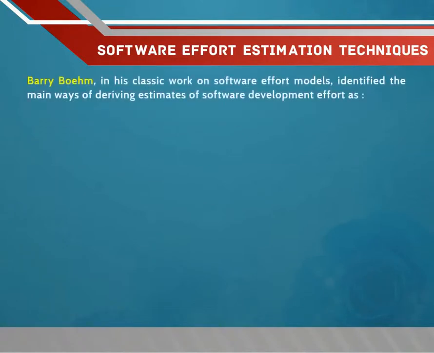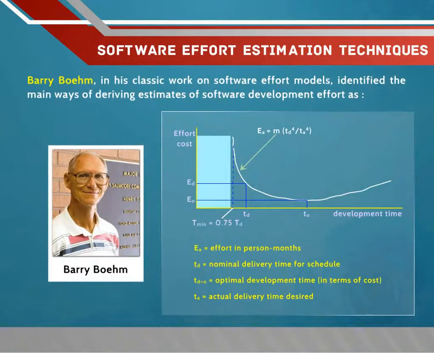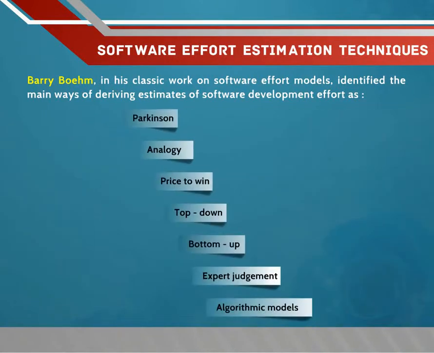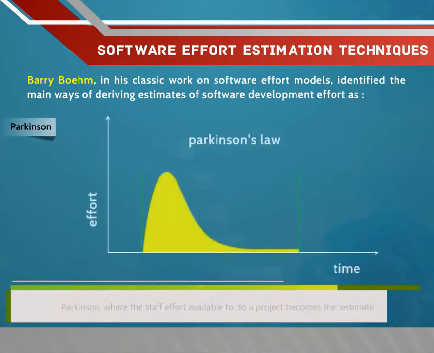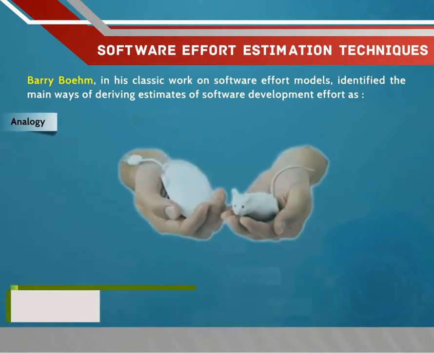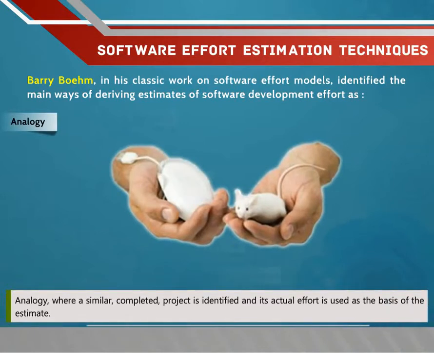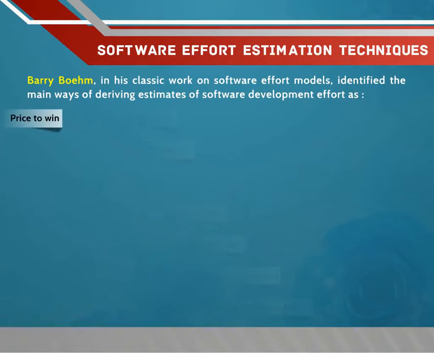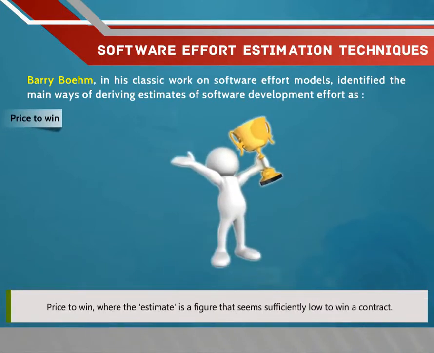Software effort estimation techniques. Barry Boehm, in his classic work on software effort models, identified the main ways of deriving estimates of software development effort as: Parkinson, where the staff effort available to do a project becomes the estimate. Analogy, where a similar completed project is identified and its actual effort is used as a basis of the estimate. Price to win, where the estimate is a figure that seems sufficiently low to win a contract.